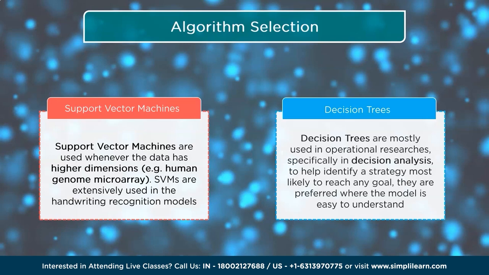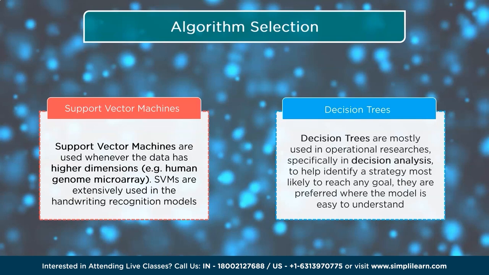And then decision trees are mostly used in operational research, specifically in decision analysis, to help identify a strategy most likely to reach any goal. They are preferred where the model is easy to understand. I like that last one. It's a good description. Is it easy to understand? So you have data coming in. When am I going to go to bed? Was it raining outside? You can go back and actually look at the pieces and see those different decision nodes.